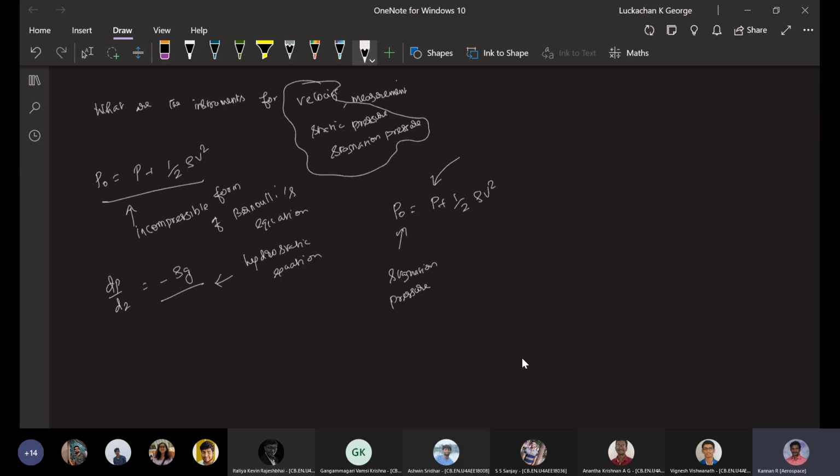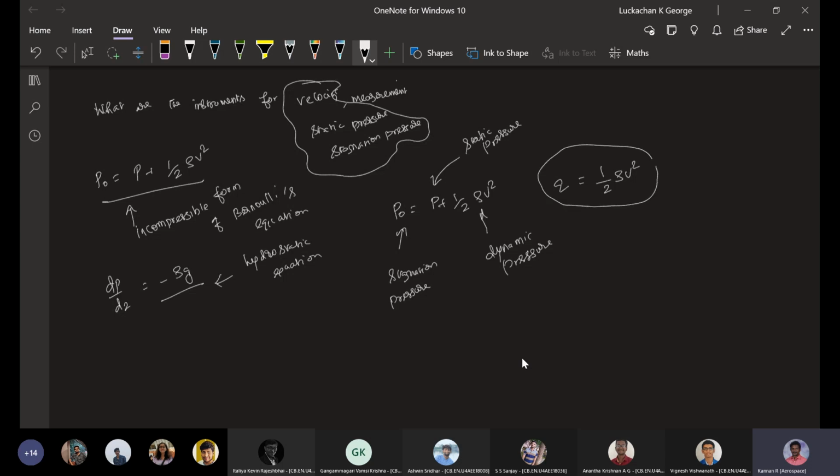This is your static pressure. And the half rho V square, what we call the dynamic pressure. Sometimes we denote the dynamic pressure as Q. Q is equal to half rho V square. Okay, so those are the things we used to do.